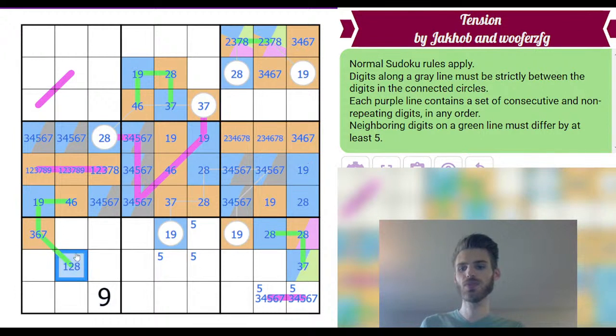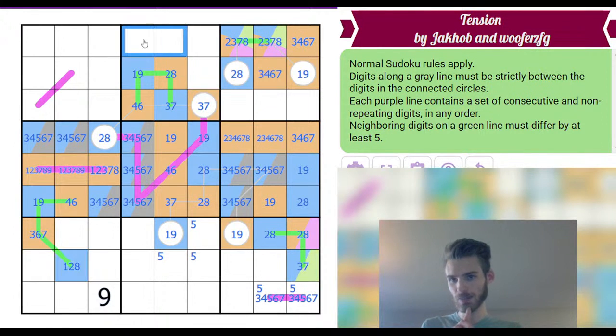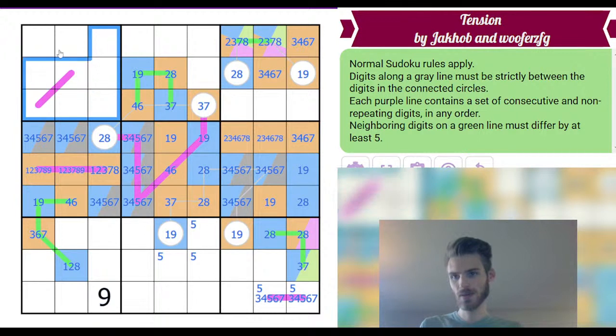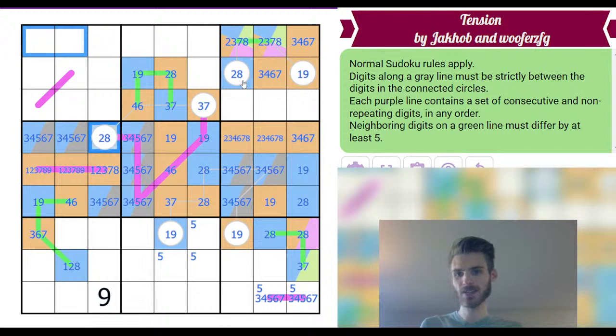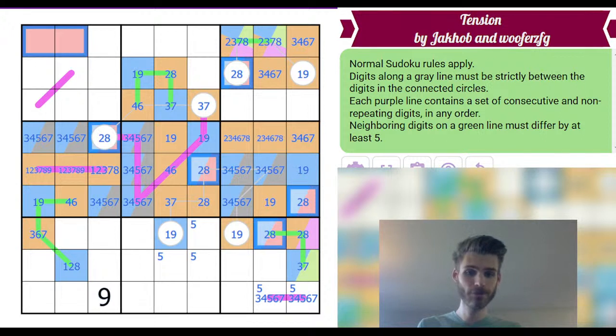I wish blue 2, 8 would see this. Blue 2, 8 is up here. Blue 2, 8 is in one of these 2 cells. Yeah, maybe I'll notate that. What is this, like maybe a red color?